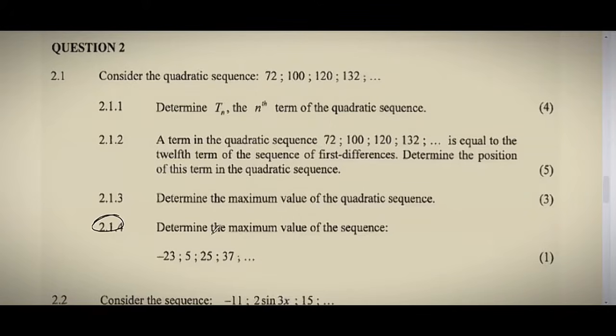2.1.4. Determine the maximum value of the sequence. We are given negative 23, 5, 25, 37. But what's really funny about this question is that it's only 1 mark. So obviously, if you wanted to find the Tn for this, and then the general formula, and then use the equation n equals negative b over 2a, then from there you find the maximum value. That would be really, really absurd for just 1 mark.